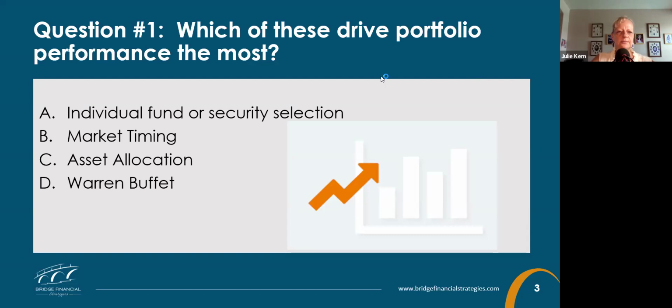So the first question I'm going to pop up on your screen. And if you would be so kind as to put in your answers. So the question is, which of these drive portfolio performance the most? So is it individual fund or security selection? Is it market timing? Is it asset allocation? Or does Warren Buffett drive these things? So please put in your answers to the poll. I'll give you a few seconds to do that.